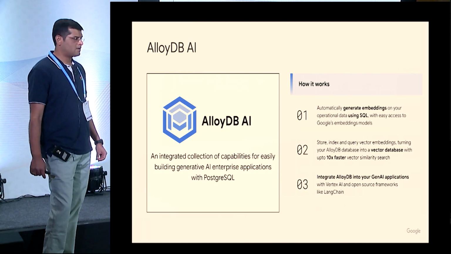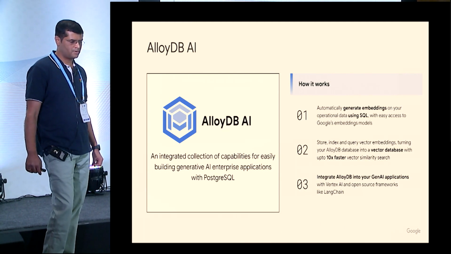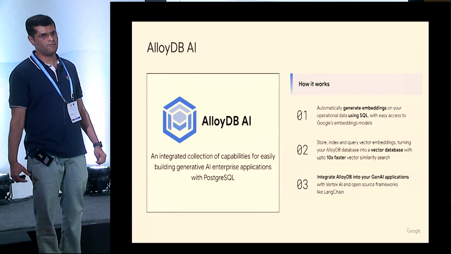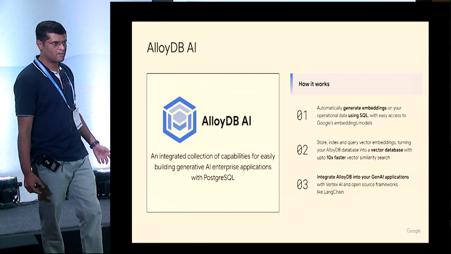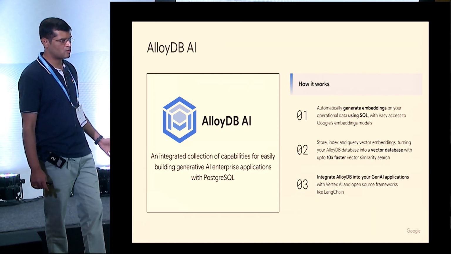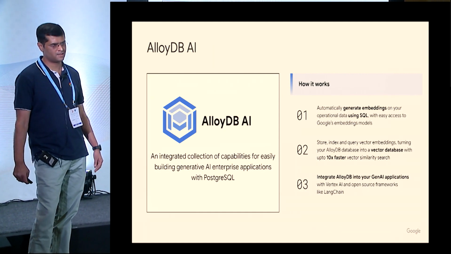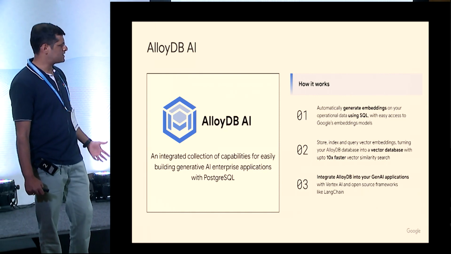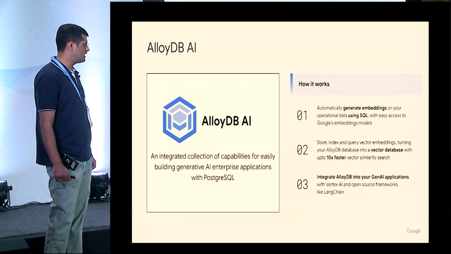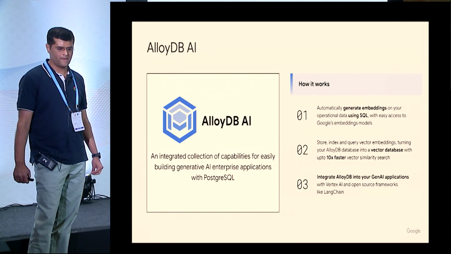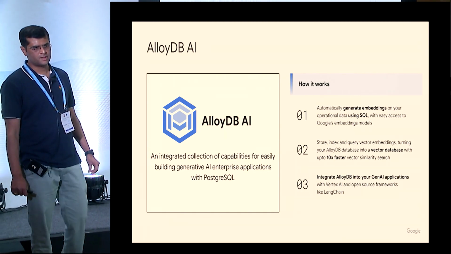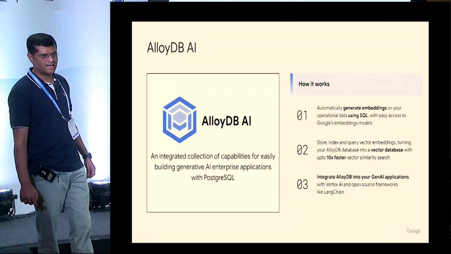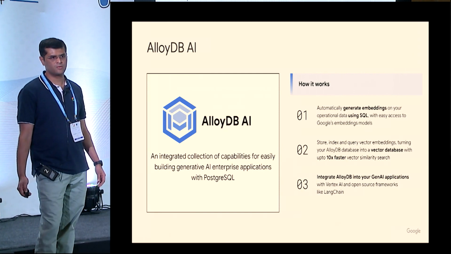AlloyDB AI is a collection of capabilities that include embedding generation. We can generate embeddings directly within the database using the familiar PostgreSQL syntax, so we don't have to leave the database or build any application code to generate embeddings. It also has storage, querying, and indexing capabilities with some improvements for performance. And it integrates with the rest of the open source ecosystem like LangChain. We are excited to announce that since yesterday, AlloyDB AI is now generally available.